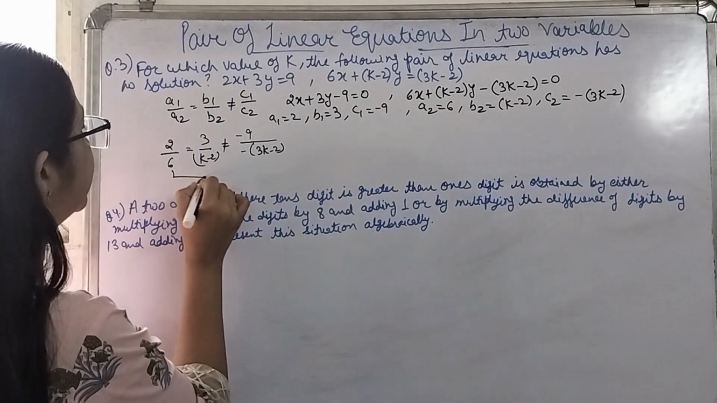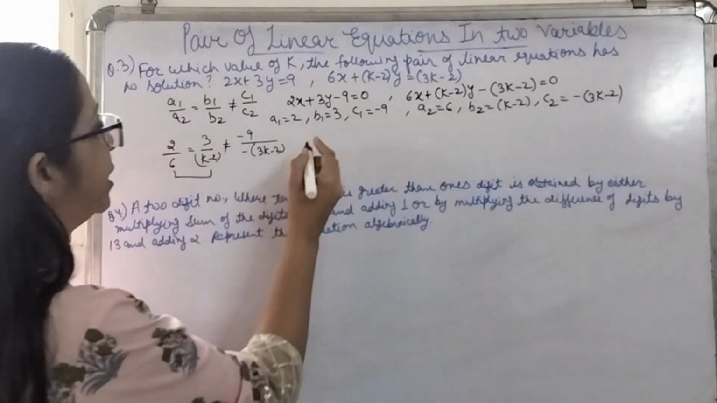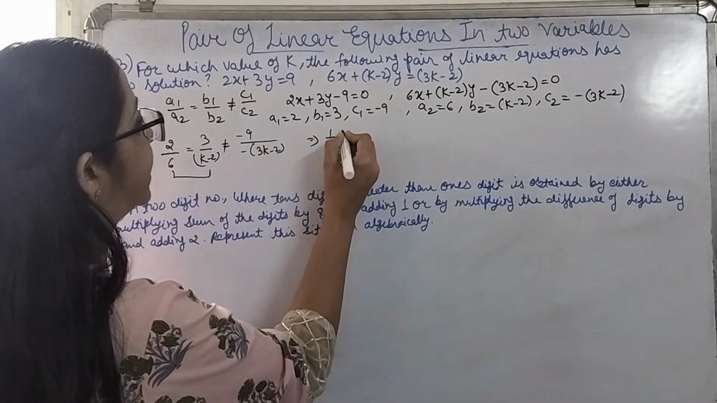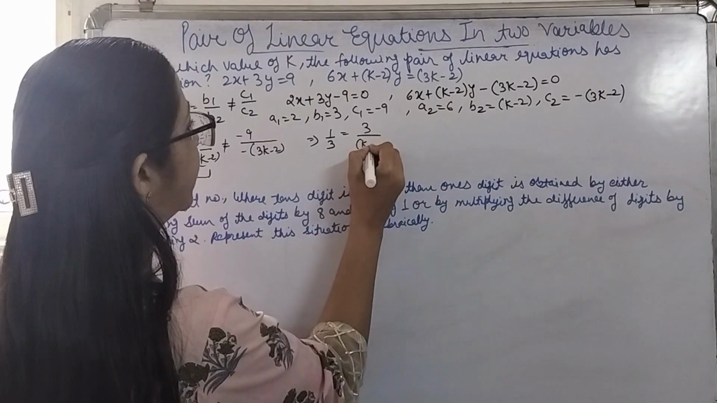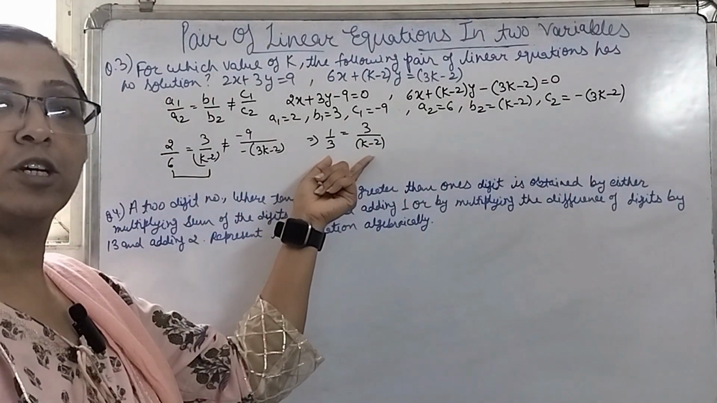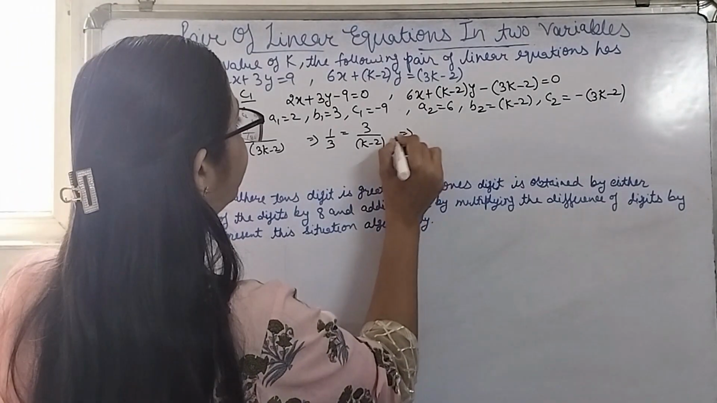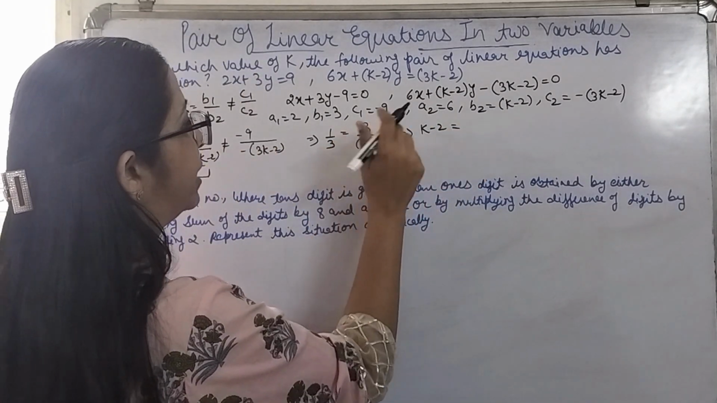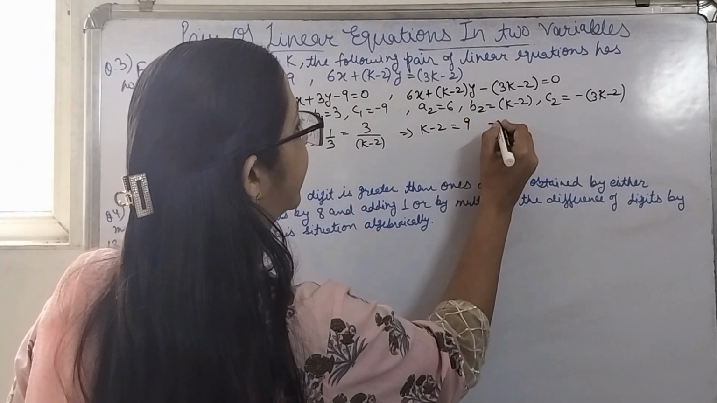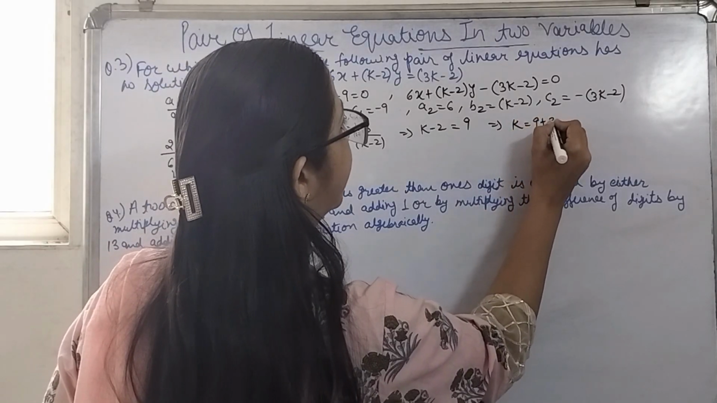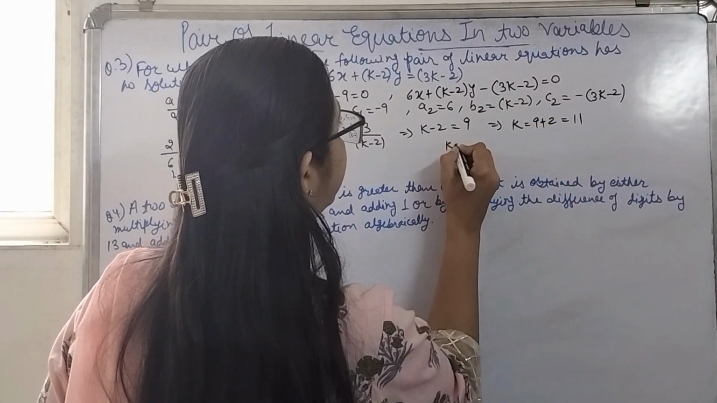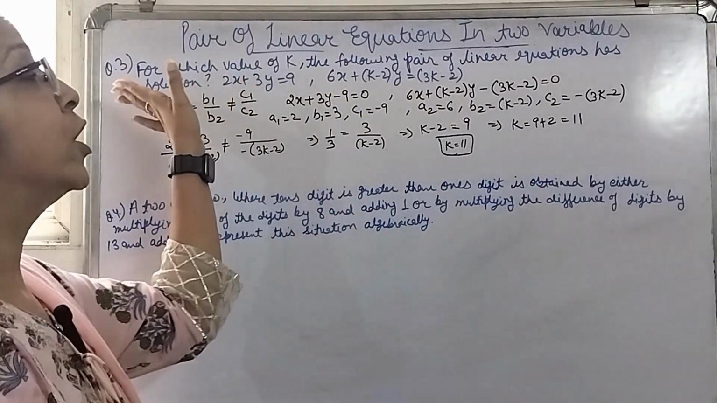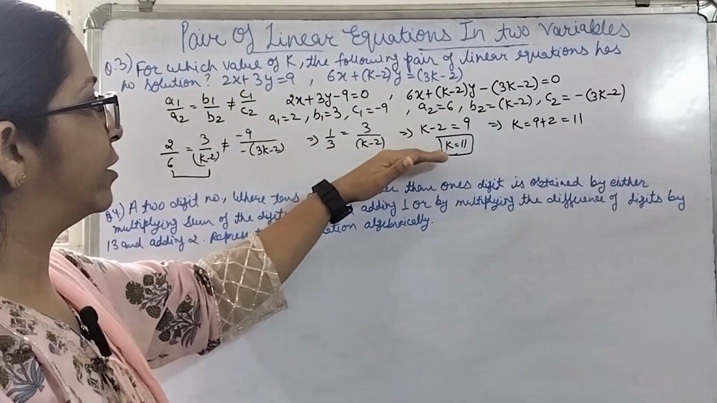Taking the first two, 2/6 can be written as 1/3, which is equal to 3/(k - 2). Now we cross multiply: 1 multiplied by (k - 2) is k - 2, which equals 3 multiplied by 3, that is 9. That means the value of k should be 9 + 2, that is 11. So if k is 11, this pair of linear equations will have no solution. This is how we can find it.